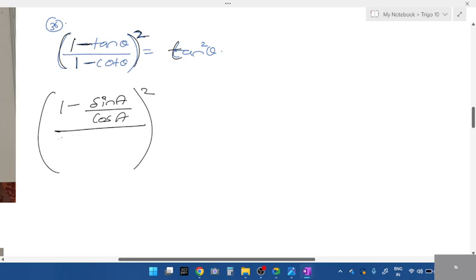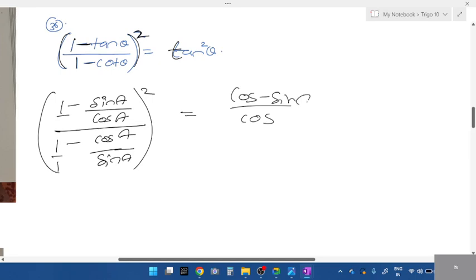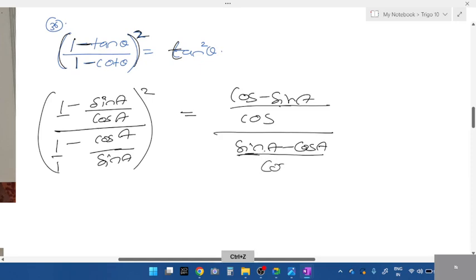Whenever tan and cot is given, convert it like this: 1 minus cos a by sin. Square remains as it is. On the right hand side, we need tan square a. Take LCM. The denominators are different, so cos remains as it is. You get cos minus sin divided by sin a minus cos theta, next, divided by sin a, right? And the LCM. The whole square is given.